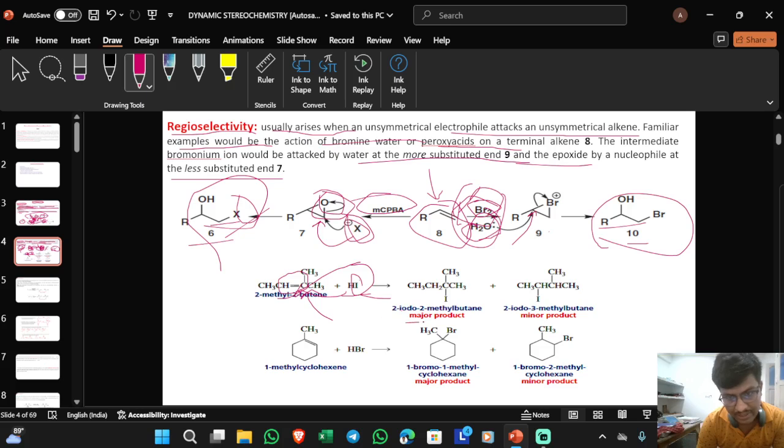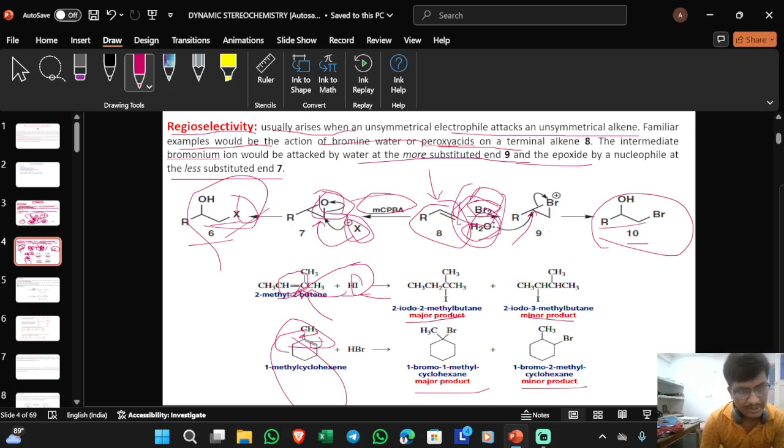Then this is the major product, and that is the minor product, because two structures are possible, more substituted and less substituted. Here is another example: these are more stable because they are 3 degree carbons and these are 2 degree carbons. So the 3 degree carbon gives the major product and the 2 degree carbon gives the minor product.